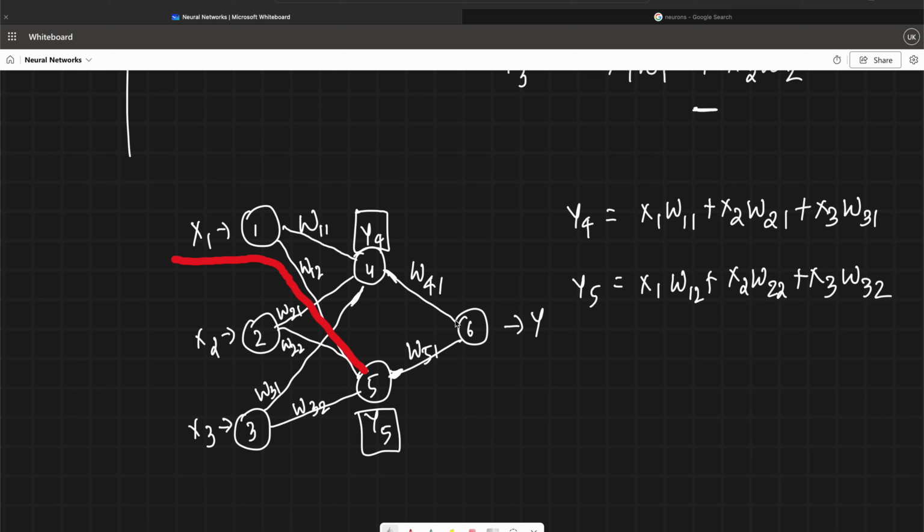Now, the inputs of 6 are something multiplied with W41 along with something multiplied with W51. But those somethings we have already calculated, Y4 and Y5. So let's just find the final Y.